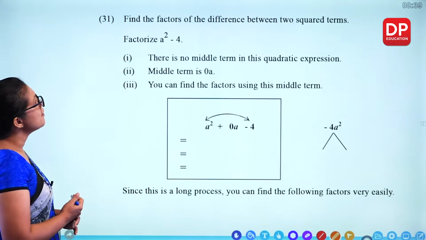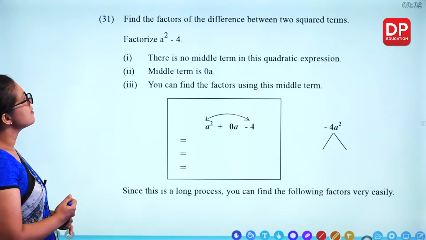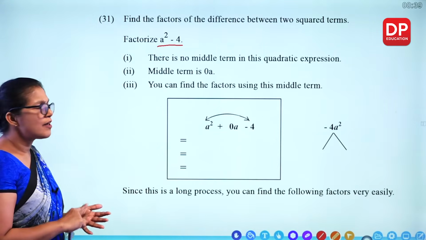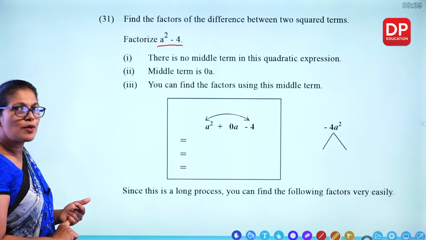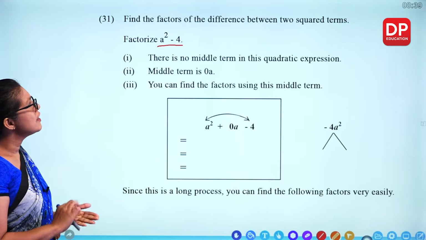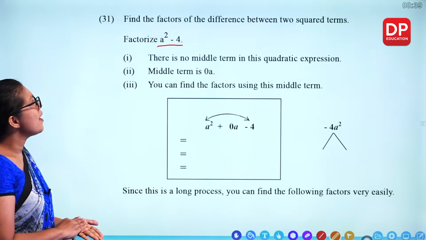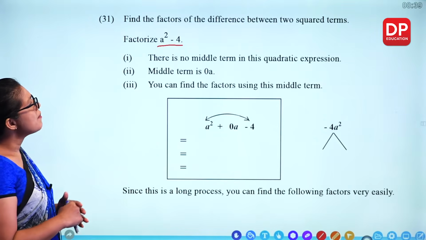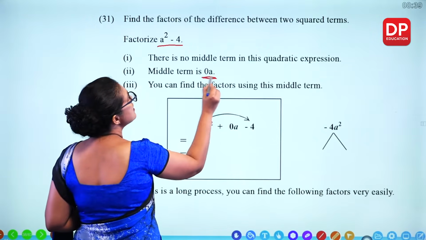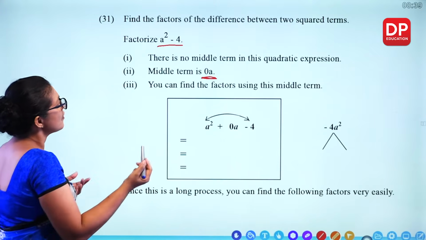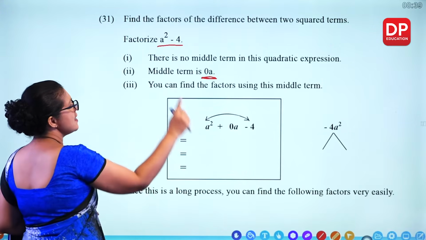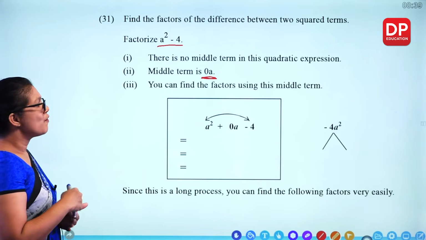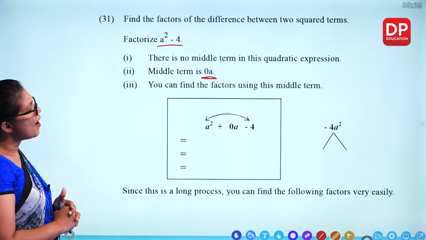Now look at this one. Find the factors of the difference between two squared terms. Now you have been given this one, a squared term and a constant term. What's missing when you compare with trinomials? We need three terms, one a squared and the next one should be an a term. Now, since there is nothing, you can take the middle term as 0a. So we can rewrite this question as a squared plus 0a minus 4 and proceed as before, like factorizing trinomials.